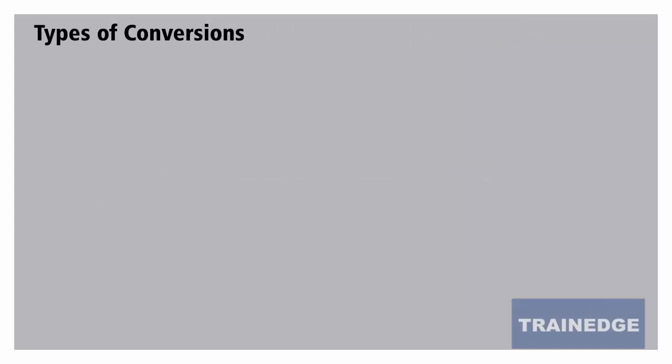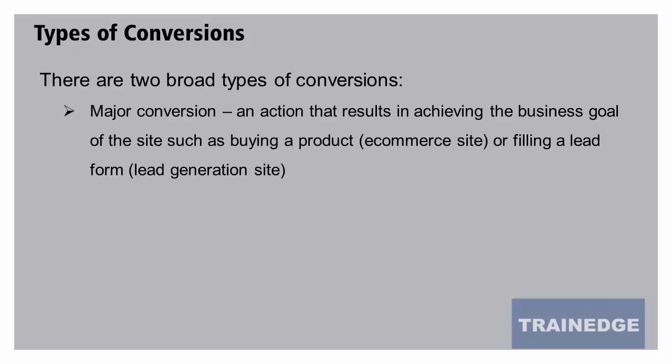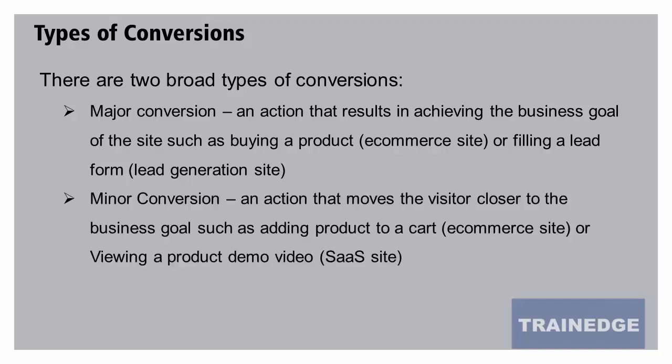There are 2 types of conversions we track on a website. A major conversion, which is an action that results in achieving the business goal of the website. For example, an e-commerce website has a business goal of selling a product. Therefore, if somebody buys from the site, it is called a major conversion. A site which generates lead for the business will mark a major conversion if somebody fills up a lead form. A minor conversion is an action that moves the visitor closer to the business goal or the major conversion.